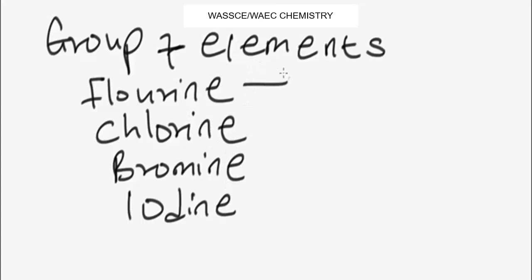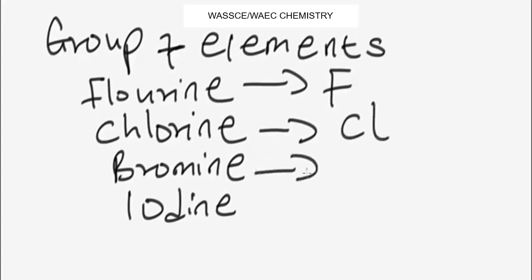So the short form for fluorine is this, for chlorine is this, for bromine the short form is this, and for iodine the short form is this. Okay, now as we all know, group 7 elements are called halogens. They are halogens or salt formers.